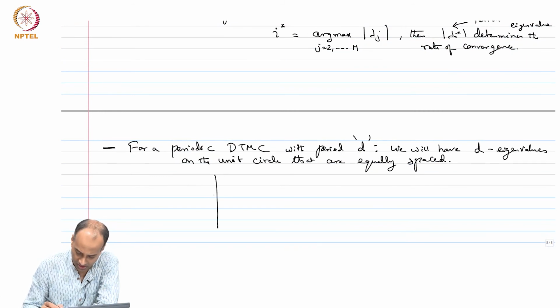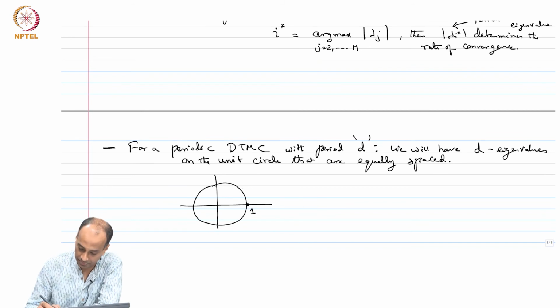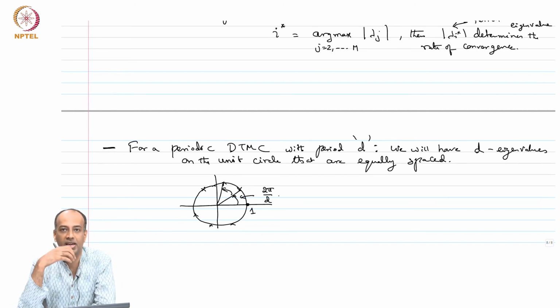What I am saying is that if you have this, let us say this is the unit circle on the complex plane, I know that there is an eigenvalue at 1 always for a stochastic matrix. You will have other eigenvalues which are equispaced on the unit circle. Okay, you will have d such eigenvalues, and the spacing between all these will be equal, and this angle will be 2 pi over d. Okay, so, we will have d equally spaced eigenvalues on the unit circle for a period d Markov chain.